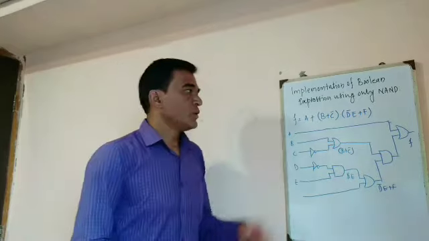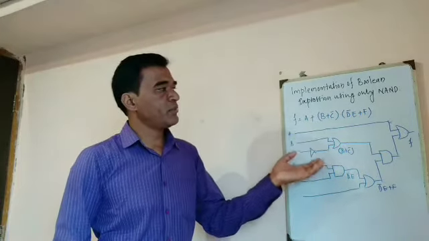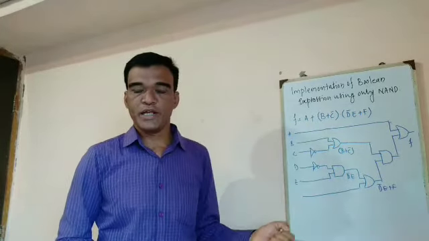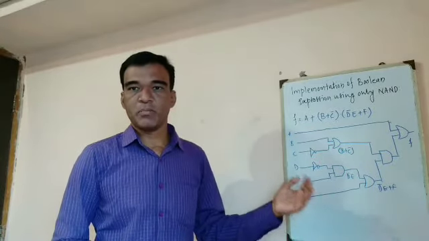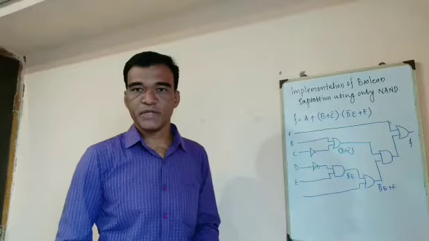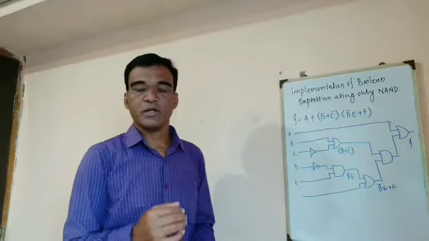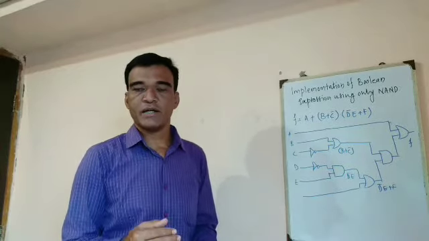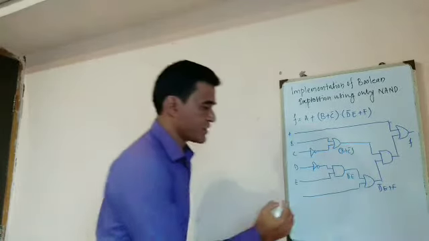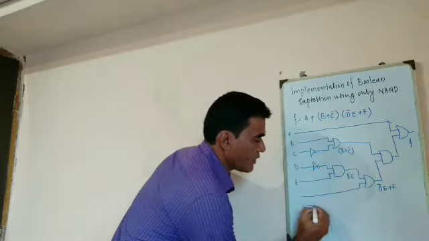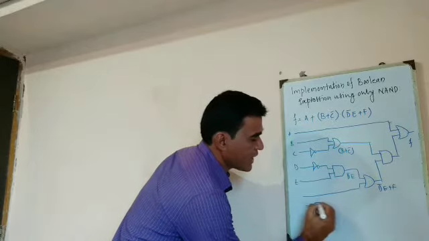Now to implement this given Boolean function by using only universal gates, either it may be a NAND gate or NOR gate, first we need to find out the equivalent of NAND gate and NOR gate. So for that reason, let us consider first the NAND gate.